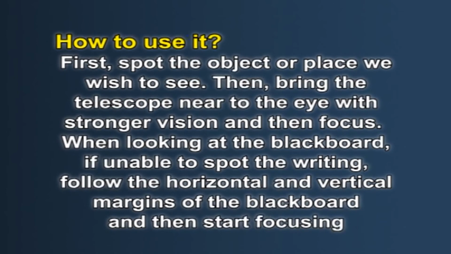So how to use it? First, spot the object or place we wish to see. Then bring the telescope near to the eye with stronger vision and then focus. When looking at the blackboard, if unable to spot the writing, follow the horizontal and vertical margins of the blackboard and then start focusing.